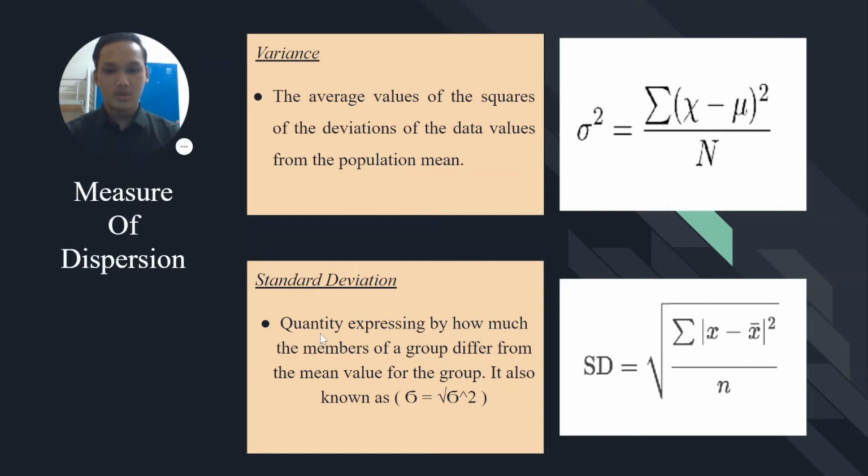Standard deviation is the quantity expressing by how much the members of a group differ from the mean value for the group. It is also known as the square root of the variance. That's all from me. I'll pass it up to the other members.